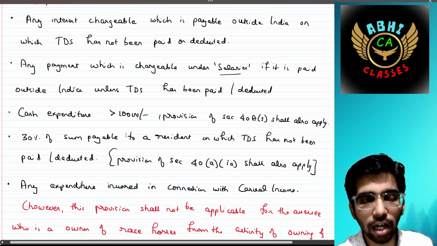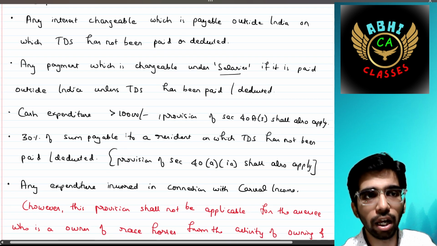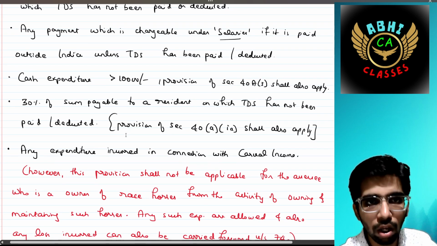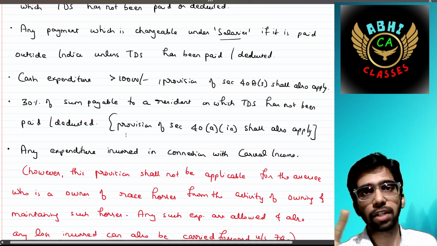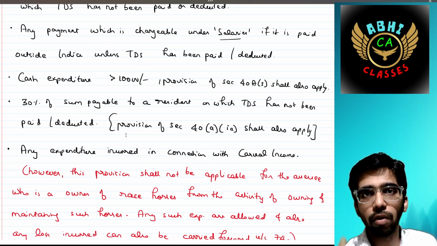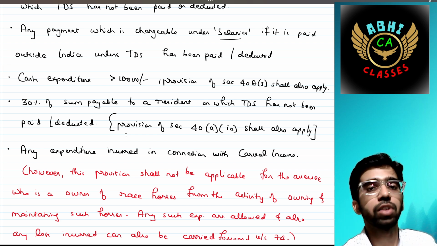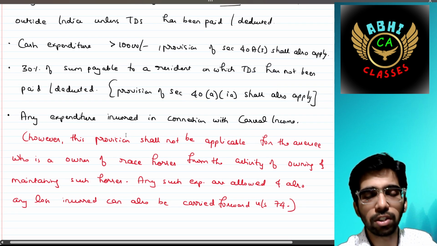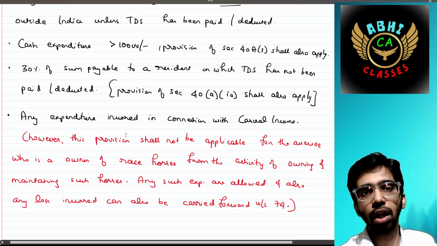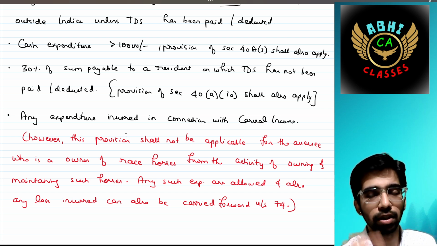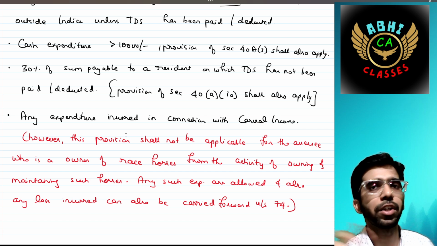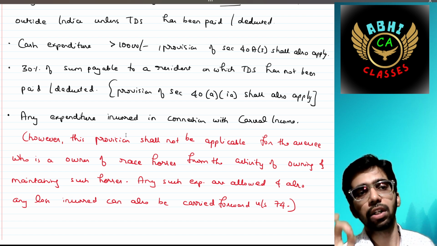Then any payment which is chargeable under salary, if it is paid outside India without the TDS compliance, then that is also the same concept, not allowable. Then cash expenditure in excess of 10,000, the same provision that we have discussed in the PGBP chapter, that the disallowance under section 40A(3) is also applicable here. Then 30% of the sum payable to a resident on which TDS has not been paid. The same concept we have discussed in section 40A of the PGBP chapter shall also be applicable here. In addition, for income from other sources also 30% shall be disallowed.